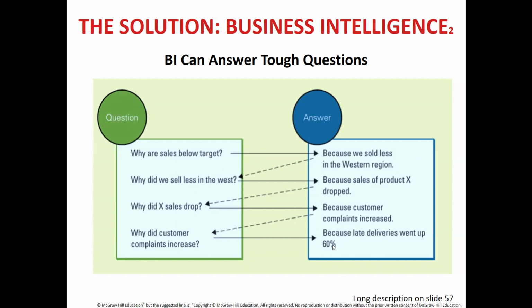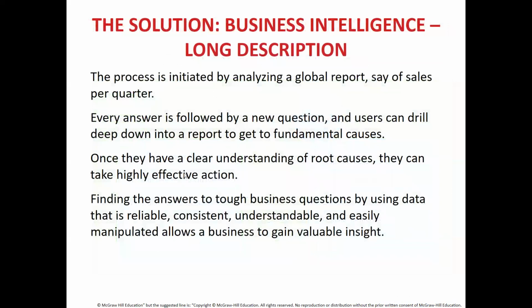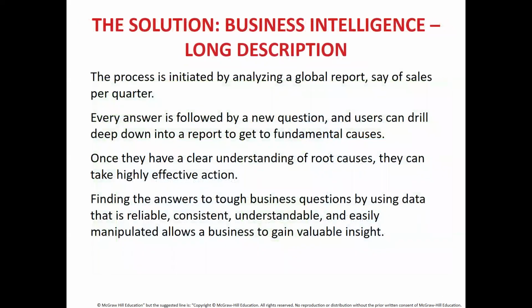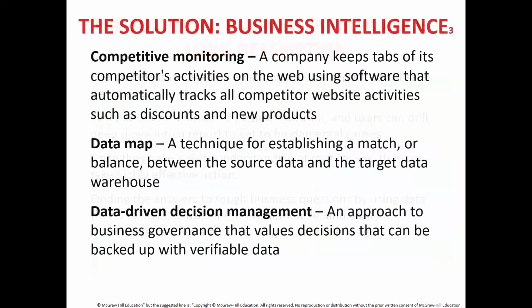So just looking at that, the root cause of the problem is identified, and business intelligence has helped the organization. Therefore, they'll try to improve on that, which will eventually allow them to reach the sales target. Now, the process is initiated by analyzing a global report, say, of sales per quarter. It's just a way of explaining. This is explaining the next slide. You can read this on your own when you have some free time.